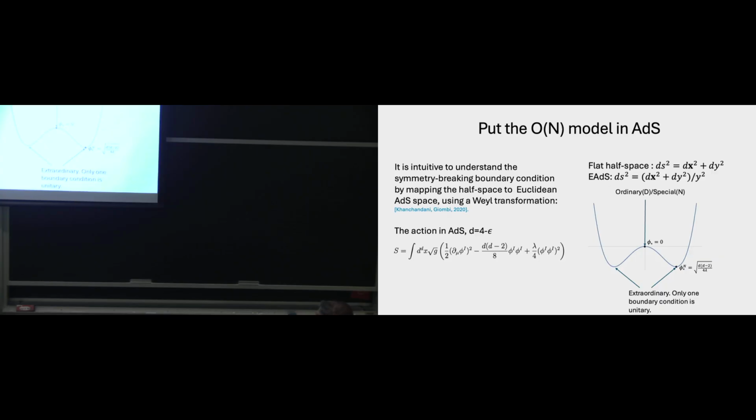But there can be other fixed points, and this is actually a sphere of fixed points, at this specific value. Here I choose the expectation value to align along the nth direction, and around this set of points we have the extraordinary transition. In principle you can have two boundary conditions for a given mass, but only one of them is unitary. That's the extraordinary transition.